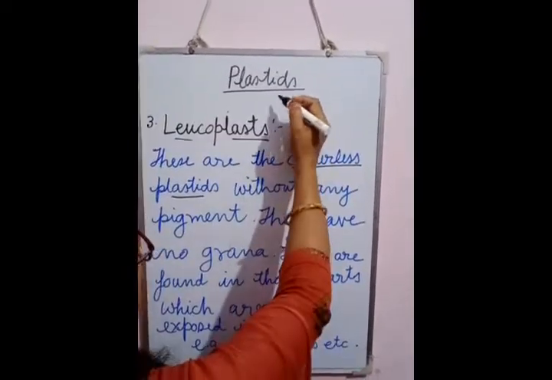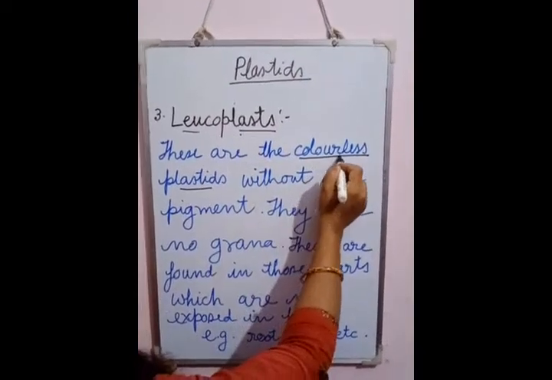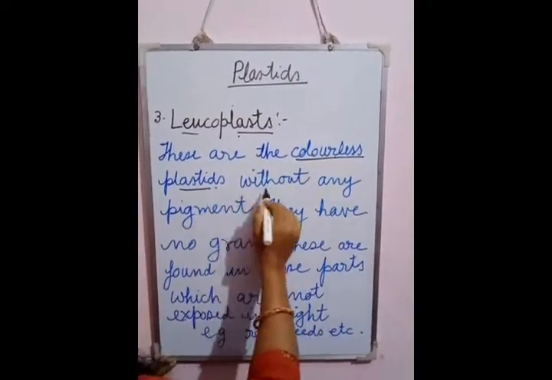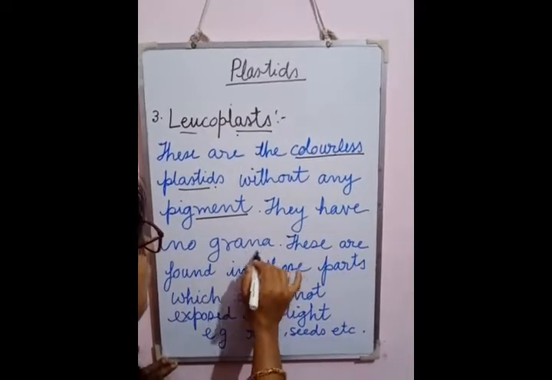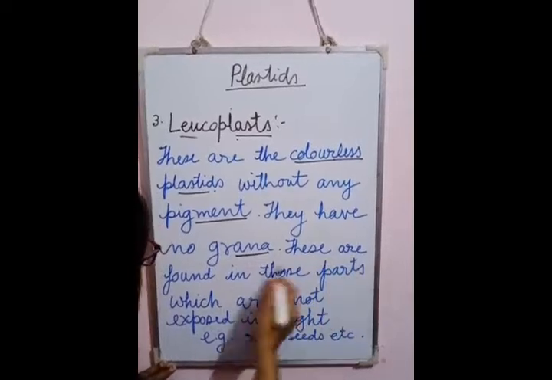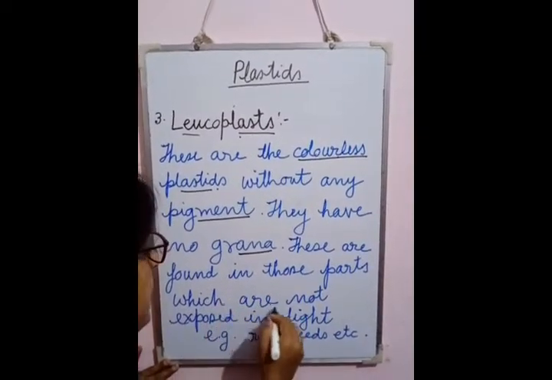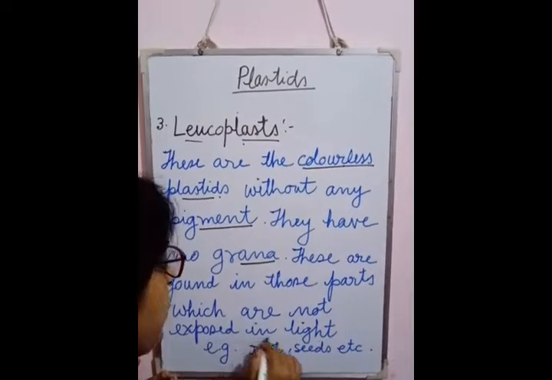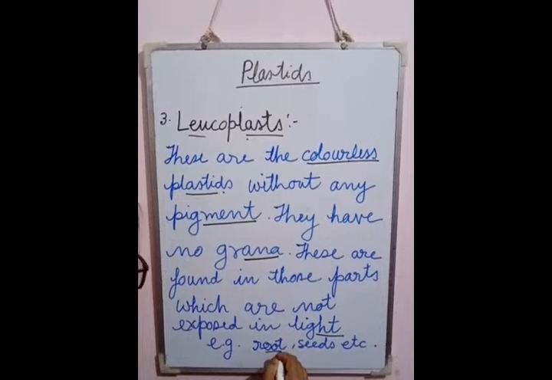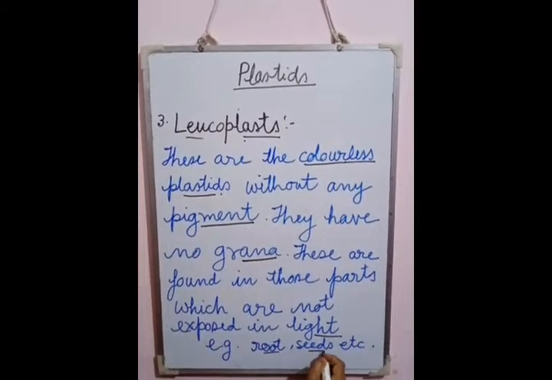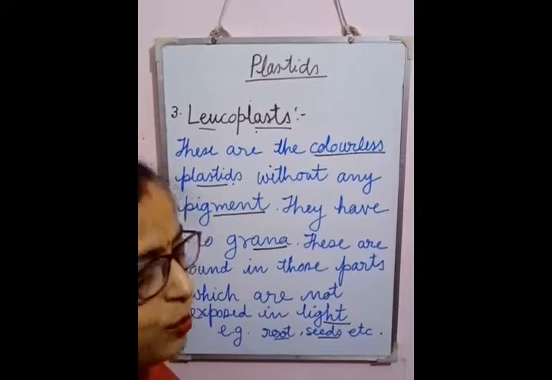The third kind of plastid is the leucoplast. These are colorless plastids without any pigments, and they have no grana. They are found in those parts which are not exposed to light, for example the root and the seed, and they are involved in the storage of food.